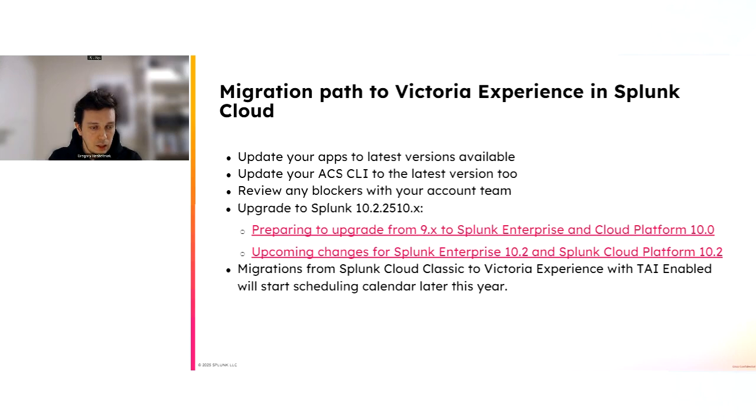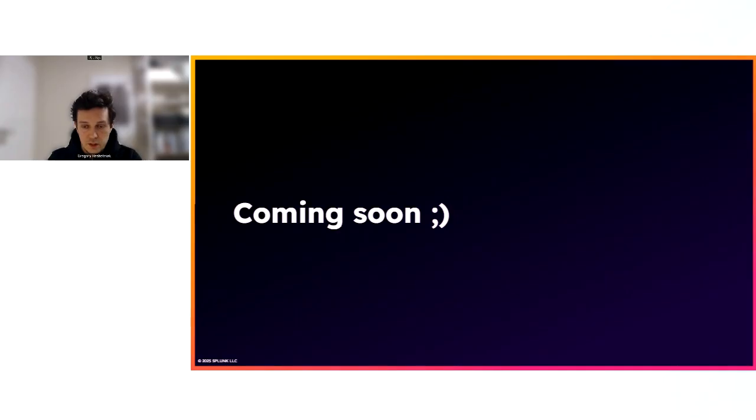And the last thing that we wanted to mention is that migration from Cloud Classic to Victoria with TI enabled will start to be scheduled later this year. You should expect to hear from your account team on that one. So thanks a lot. Again, we're very happy that this will enable our customers to migrate to the latest version of Victoria and share all the improvements that are provided there. We're happy to answer any of your questions about this.